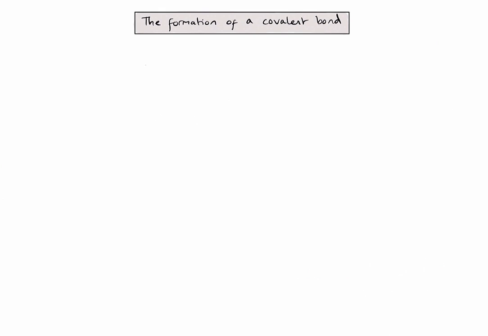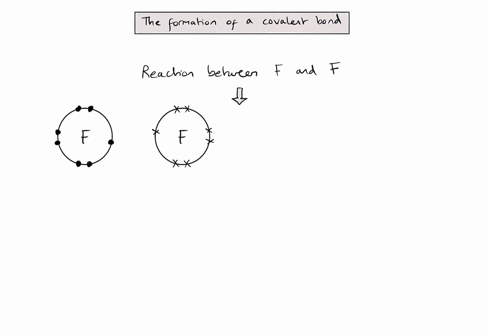So let's consider the example of the reaction between two fluorine atoms forming a covalent bond. First of all, we'll use a simple Bohr model that shows the outer electrons in each atom. I've used dots to represent electrons on the left-hand fluorine and crosses on the right-hand fluorine, just so we can keep track of where they are after the formation of a covalent bond.